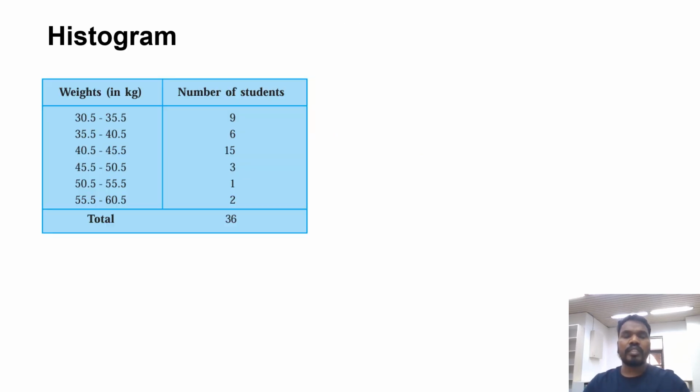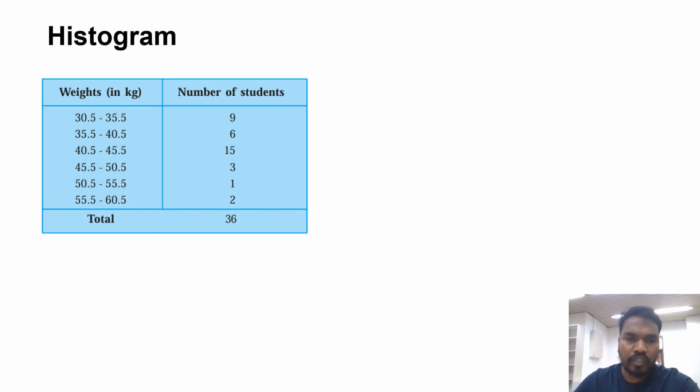So this is the data I have, and now I want to construct a histogram, right? In session number 11, I said histograms can be constructed only for continuous class intervals. Clear? That is the first and foremost condition you should check. If you want to construct the histogram, check whether the given class intervals are continuous or not. If the given class intervals are discrete, then you need to convert them into continuous class intervals, then construct the histogram. So that is the procedure, right?